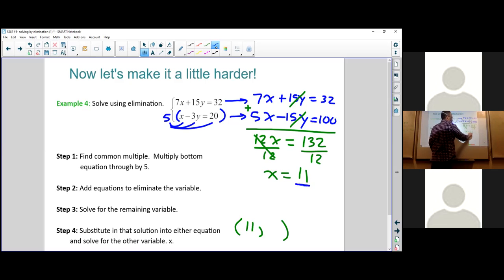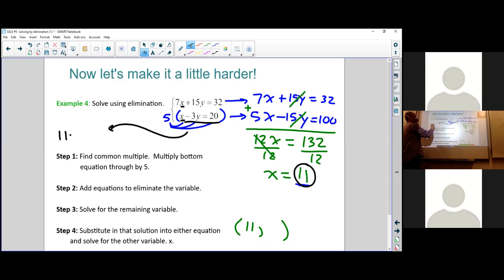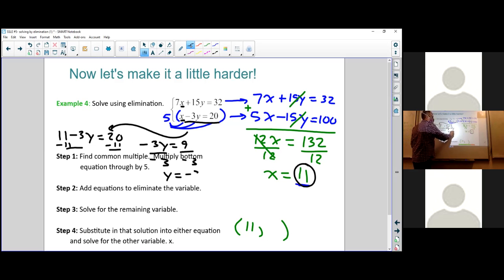So I'm going to take that 11, and I'm going to plug it into anywhere I had an x and a y, including the originals. So I might choose, take this and plug it in here or here. I think the bottom original one might be good. Done.